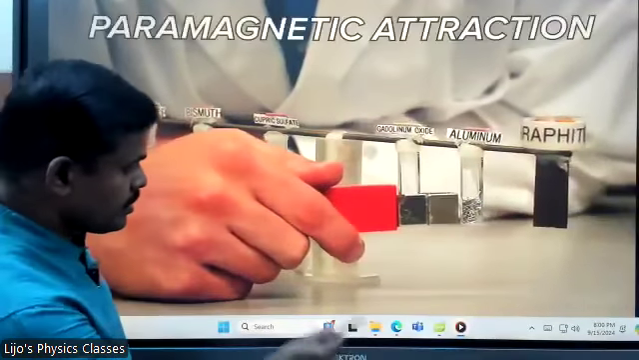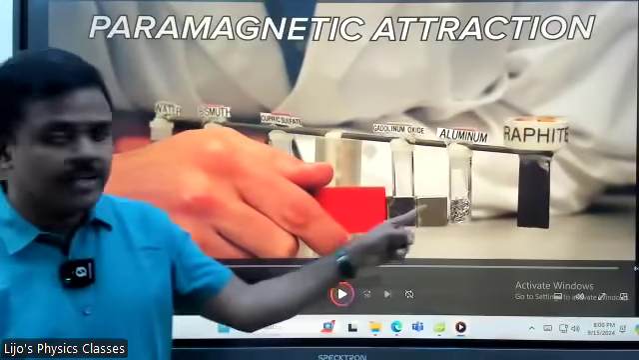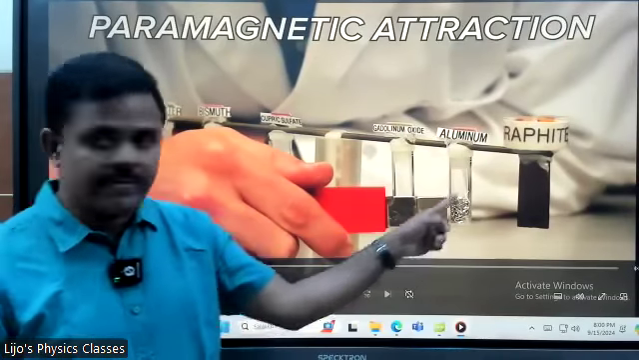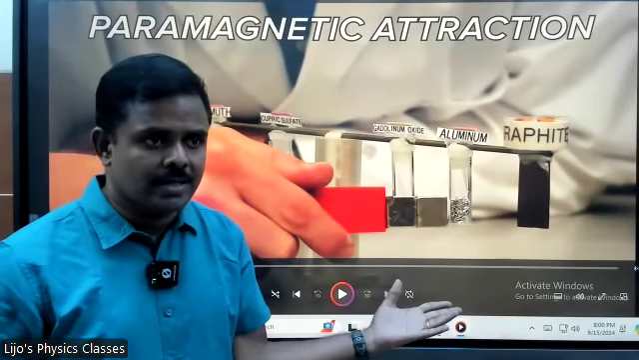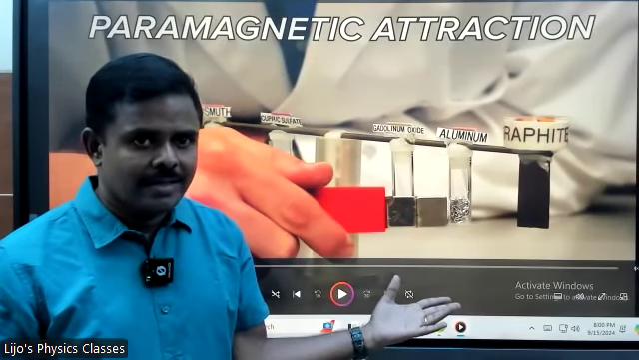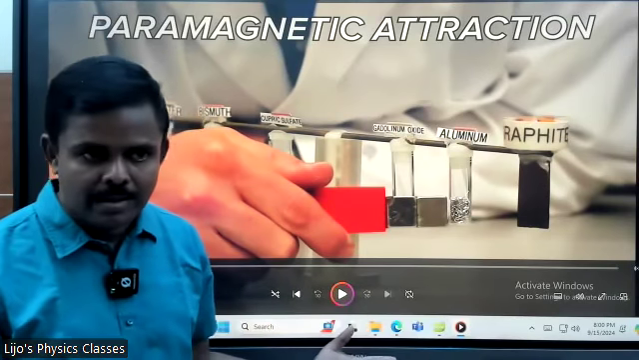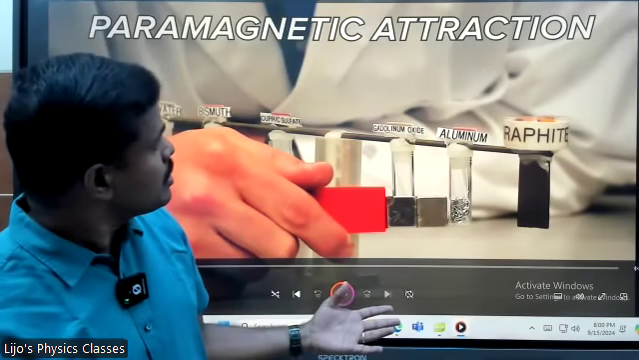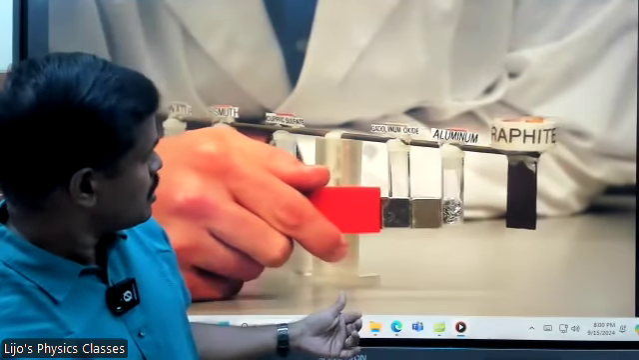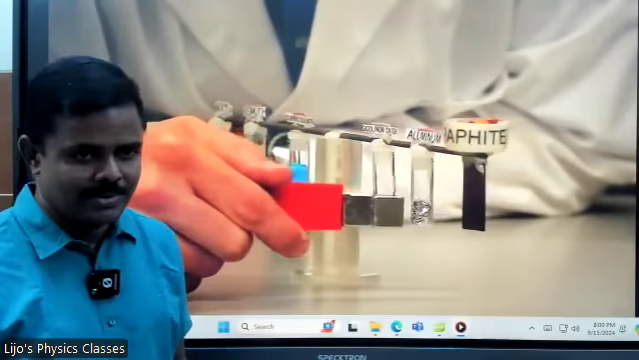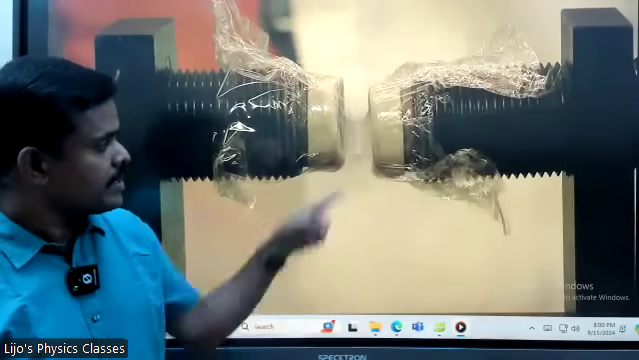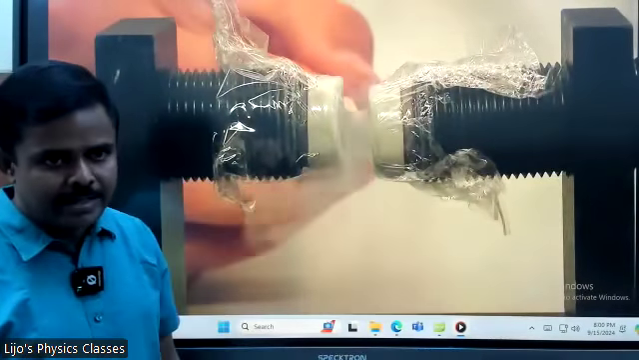Look at that, aluminum. See that it's moving away. Can you see it moving away? Aluminum, it's moving away, right? Moving away means it's repulsion. Correct. Aluminum is being repelled because aluminum is diamagnetic. Which one? It's being attracted. So, correct. And so is oxygen. Attraction is paramagnetic, right?